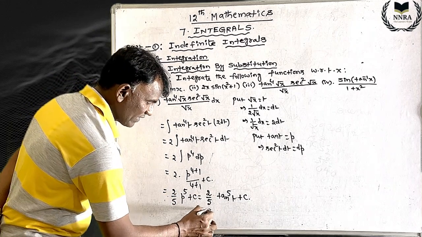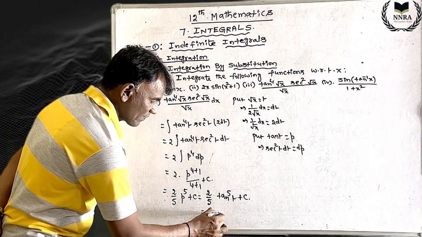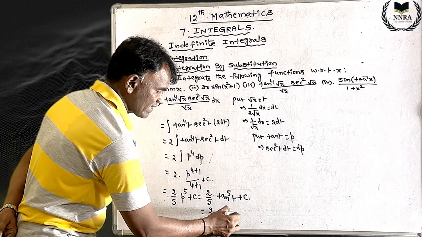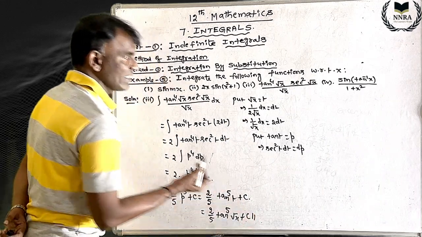Again substitute the t value. So 2 by 5 tan^5. What is the value of t? That is √x. Then constant c.